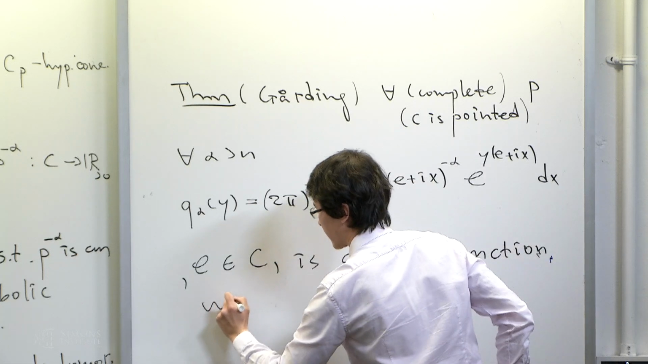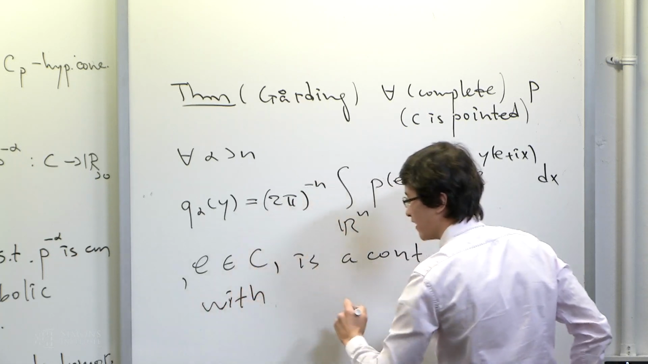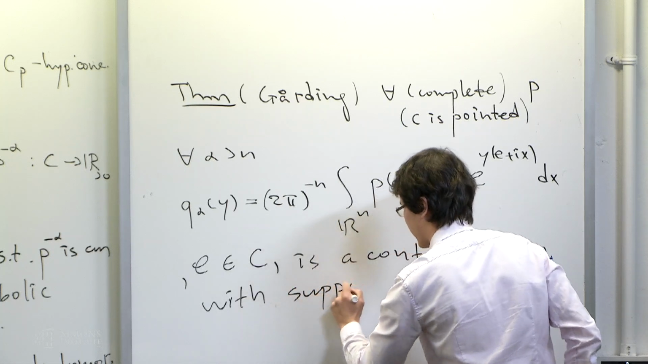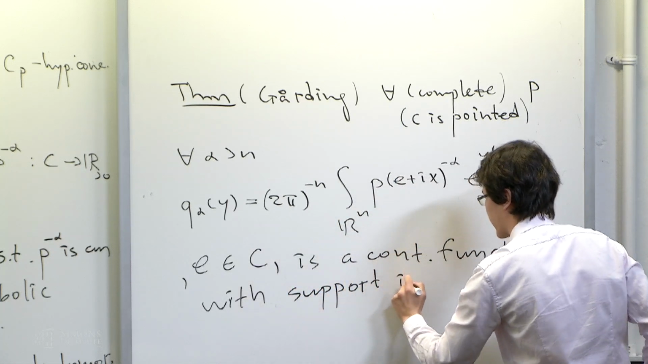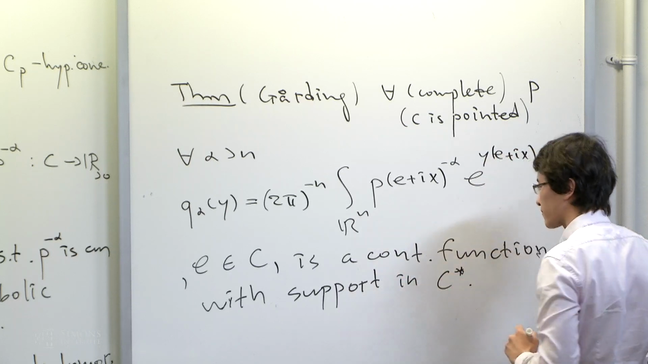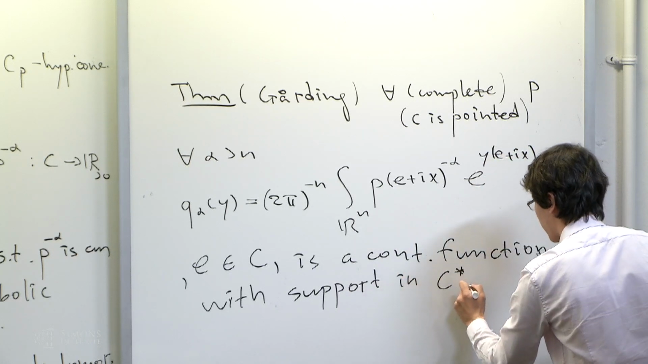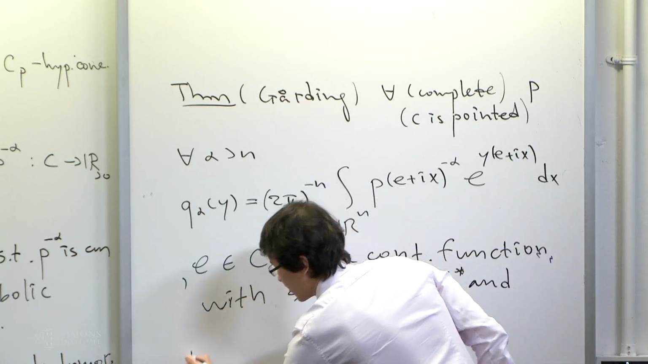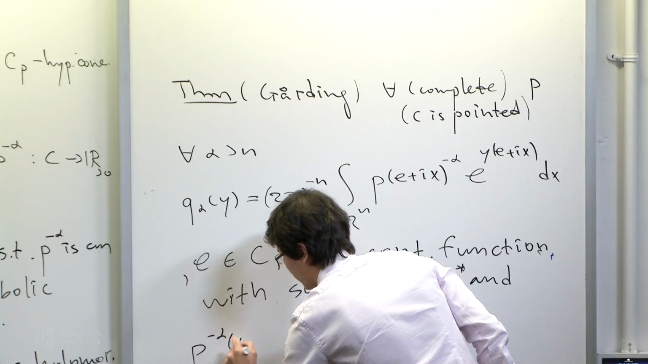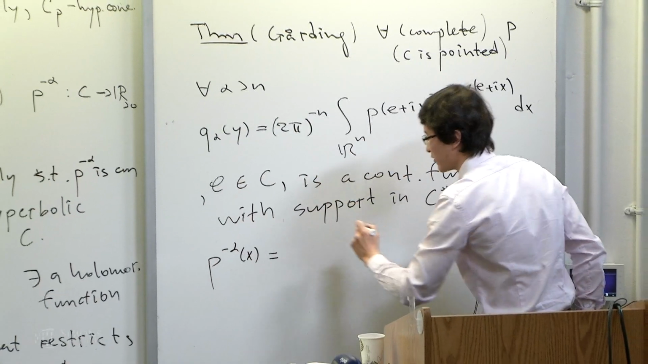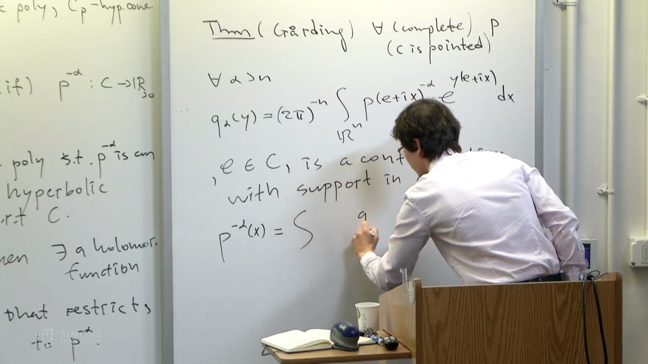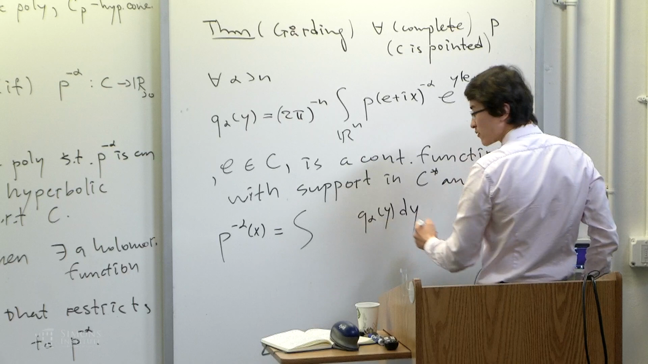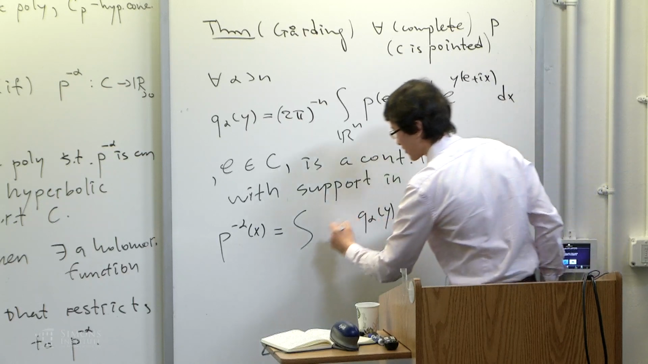With support, so you don't a priori require that Q is only defined on C star, but it will be automatically satisfied with support in C star. Moreover, you can go back to P essentially in the same way as you did for completely monotone functions. So you integrate Q alpha of y dy, which is an absolutely continuous function with respect to the Lebesgue measure on my dual cone.